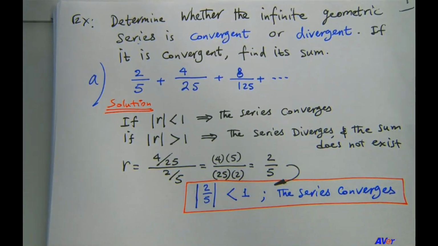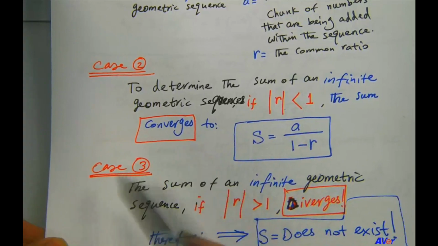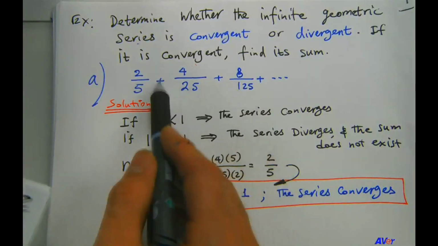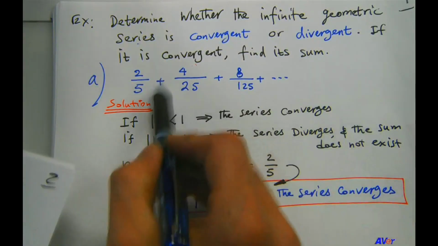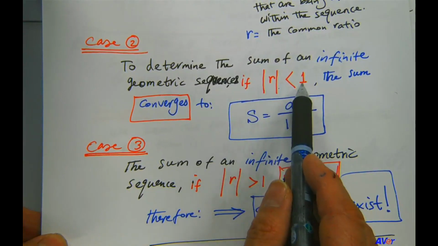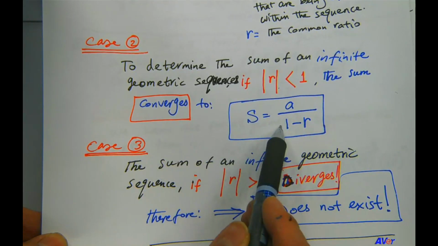And they say if it is convergent, find the sum of this series. So let's do that. We're going to use that formula, this one. For an infinite geometric sequence or series, in this case series because we're adding, the way it's presented to us is in series form, not in sequence form. Otherwise, it would be in commas. So if we have an infinite geometric series, and the absolute value of the common ratio is less than 1, which it is in this case, the sum converges, and we find the sum using this formula.